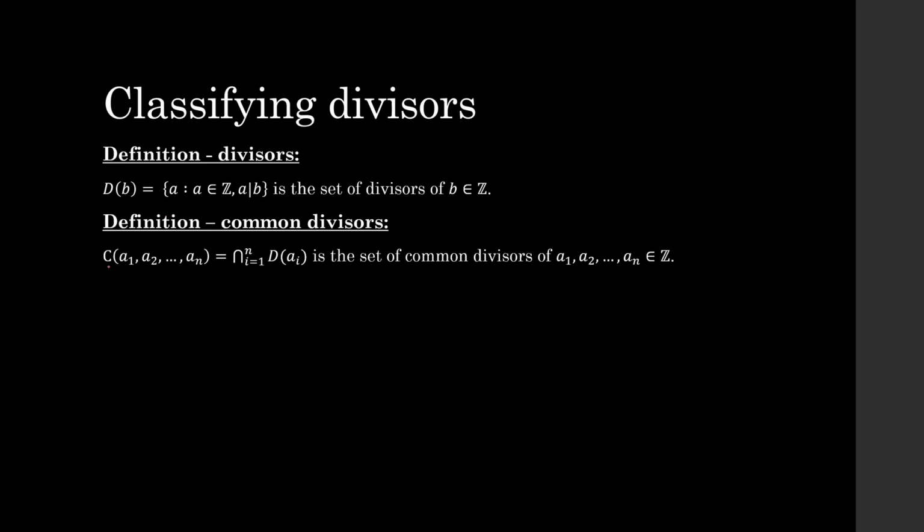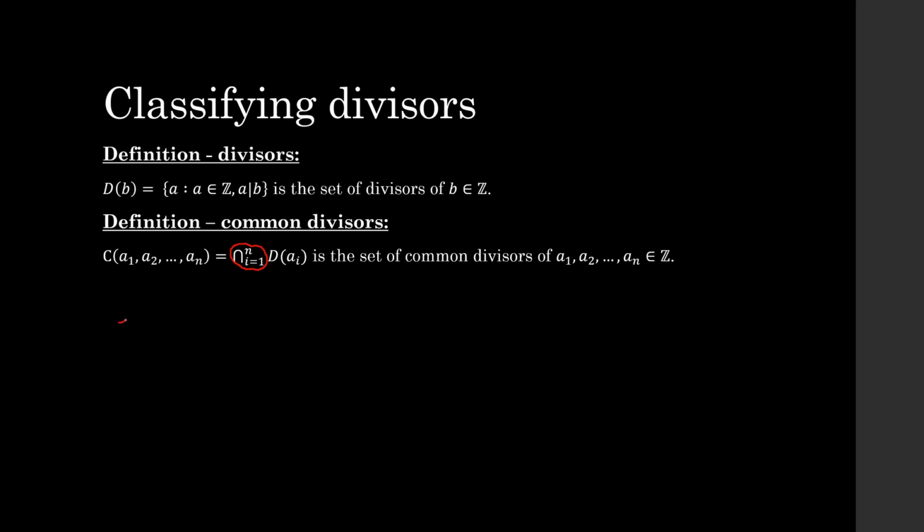So C of a1, a2, ..., an, with all of a1, a2, ..., an in the integers, is just the intersection of all of the divisors of ai. So this symbol here, which may look a little scary, is a big operator. It's the intersection, like the sum operator where I index with i and let it range from 1, 2, 3, 4, all the way up to n. And so that just means that I take all of the sets D(ai), so I take D(a1), D(a2), D(a3), all the way up to D(an), and I take the intersection.